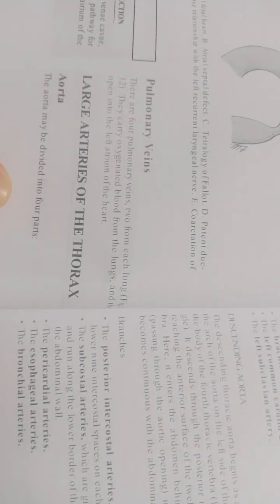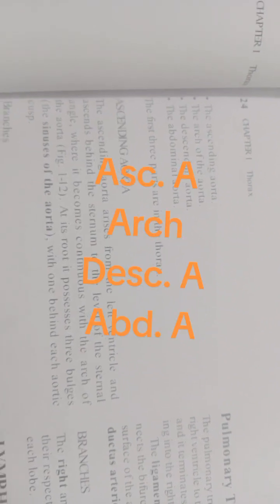Large arteries of the thorax. Aorta. The aorta may be divided into four parts: the ascending aorta, the arch of the aorta, the descending aorta, and the abdominal aorta. The first three parts are in the thorax.